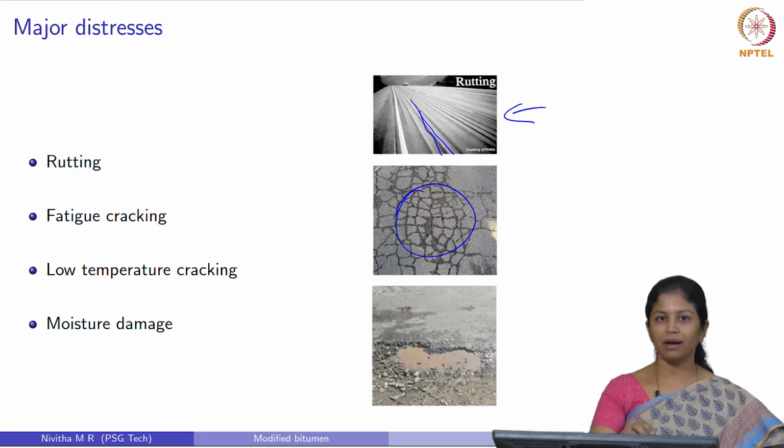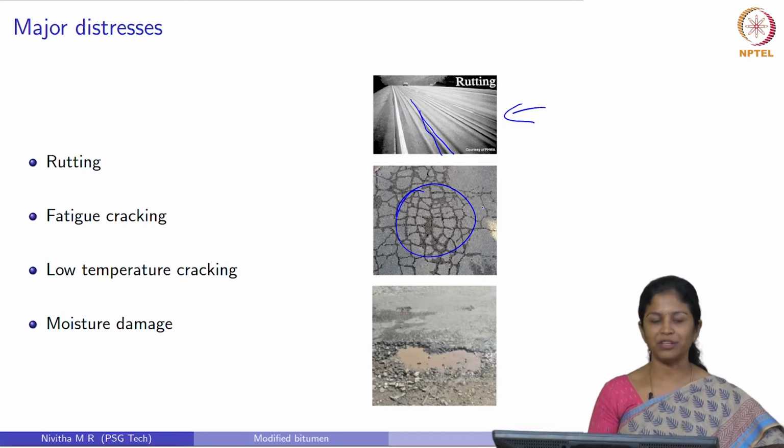So, more details about this you would have learnt in the session about the performance grade for binders. The next one is the moisture damage, which is very commonly prevalent here. So, what is this moisture damage?